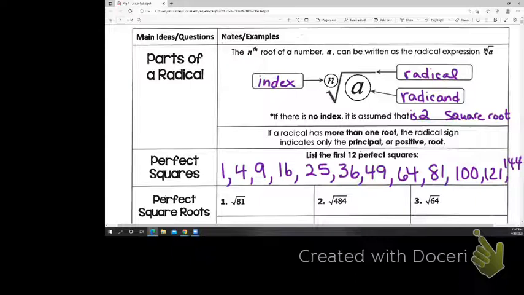And then we have seen these because when we did difference of squares, when we were factoring, those were numbers we kind of looked for. And so we have some next. These are all perfect square roots. And if it's not in this list, or it's not one we know off the top, then we can use our calculator.